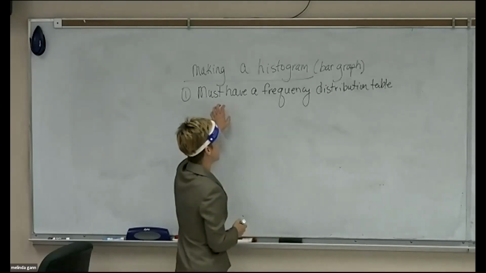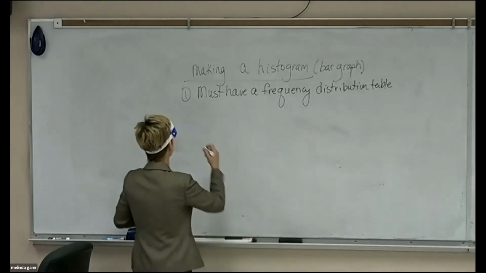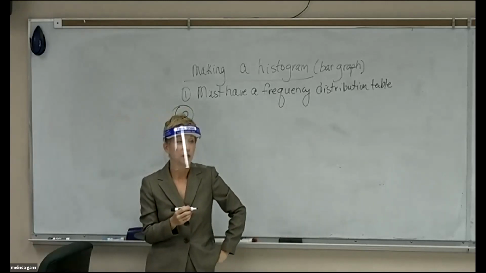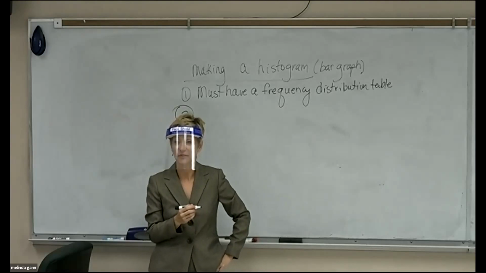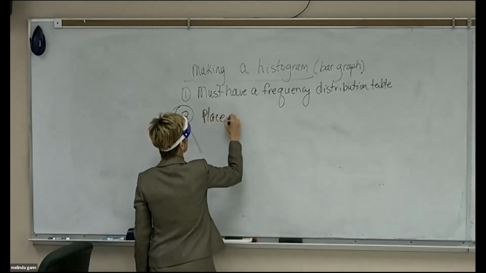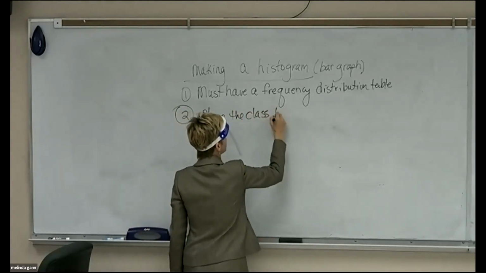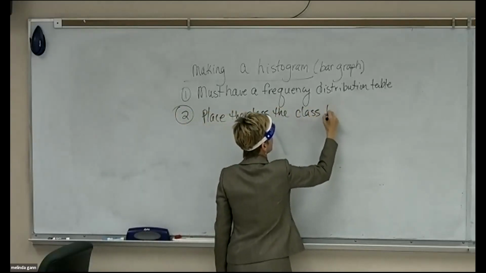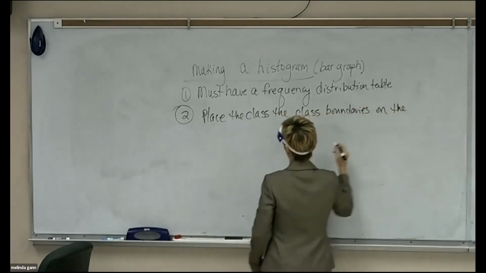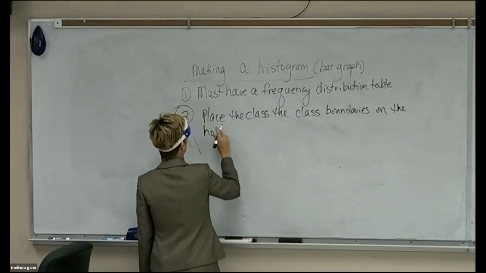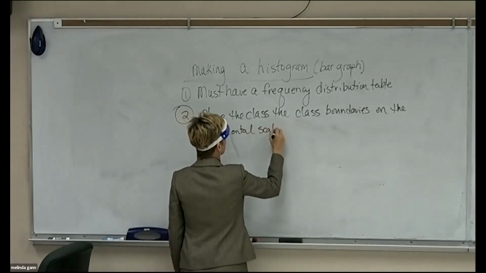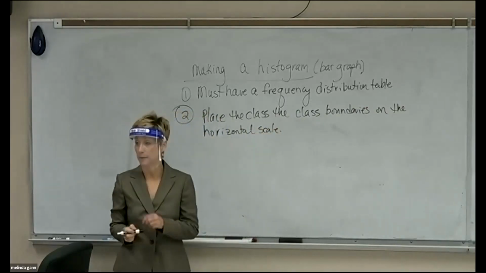All right, now you've got to have a frequency table. Here's the second thing you're going to have to do once you have that frequency table. You're going to basically have to find something on a histogram. Here's what you're going to do: place the class boundaries on the horizontal scale.